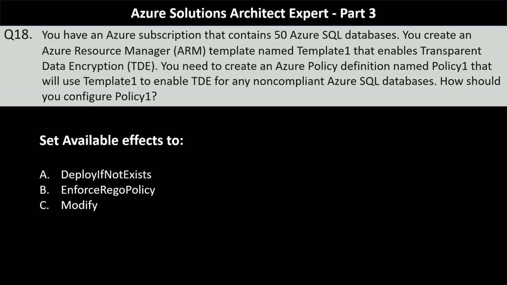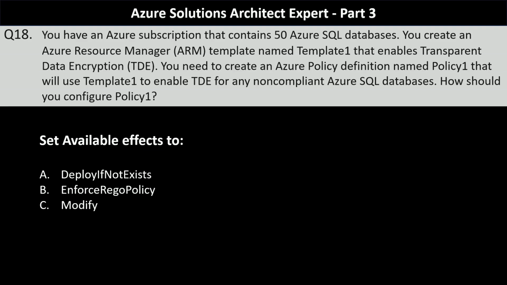Let's look at the next question, folks. You have an Azure subscription that contains 50 Azure SQL databases. You create an Azure Resource Manager template named template1 that enables transparent data encryption, which is TDE. You need to create an Azure policy definition named policy1 that will use template1 to enable TDE for any non-compliant Azure SQL databases. How should you configure policy1? Now, there are different parts of this question. The first one is set available effects to. Your options are deploy if not exists, enforce, RegoPolicy, and modify.